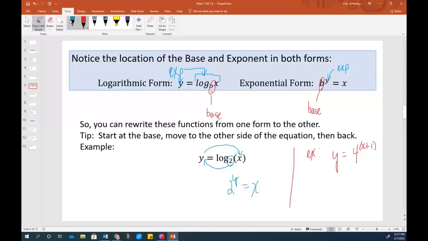4 is the base. So if we were going to do this one, we would start here at the base and say, okay, my base is 4. So then log base 4 of, now swing to the other side, y is equal to not just x, but that entire parentheses, x plus 1. One of them has a y equal, and the other one didn't have a y equal. That's true up in our definition as well as in both of those examples, but you're focusing in on what the base is to rewrite that.